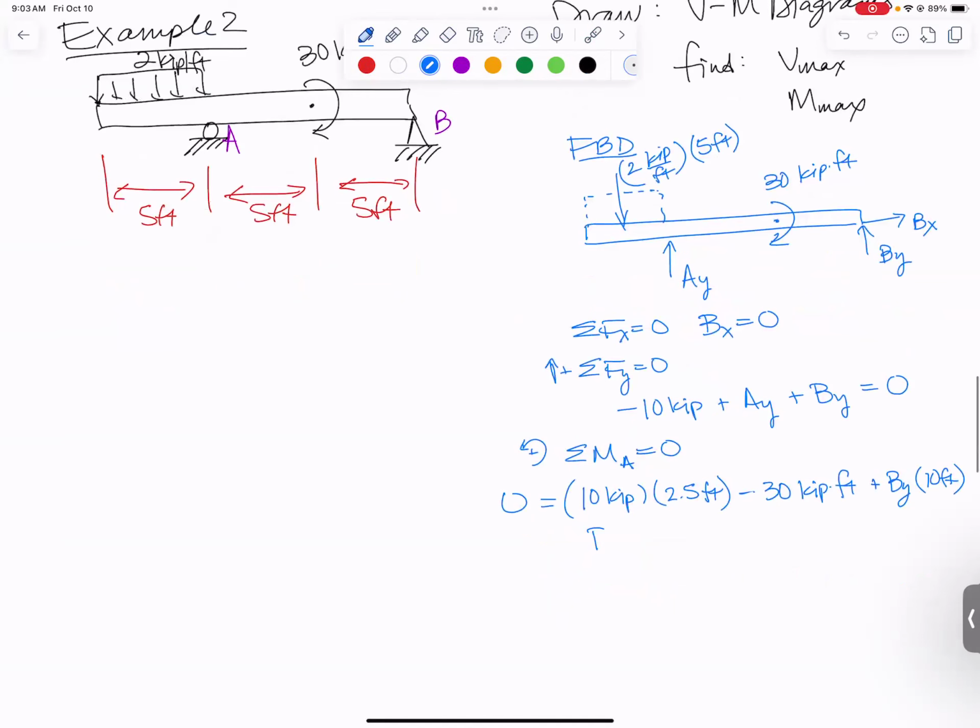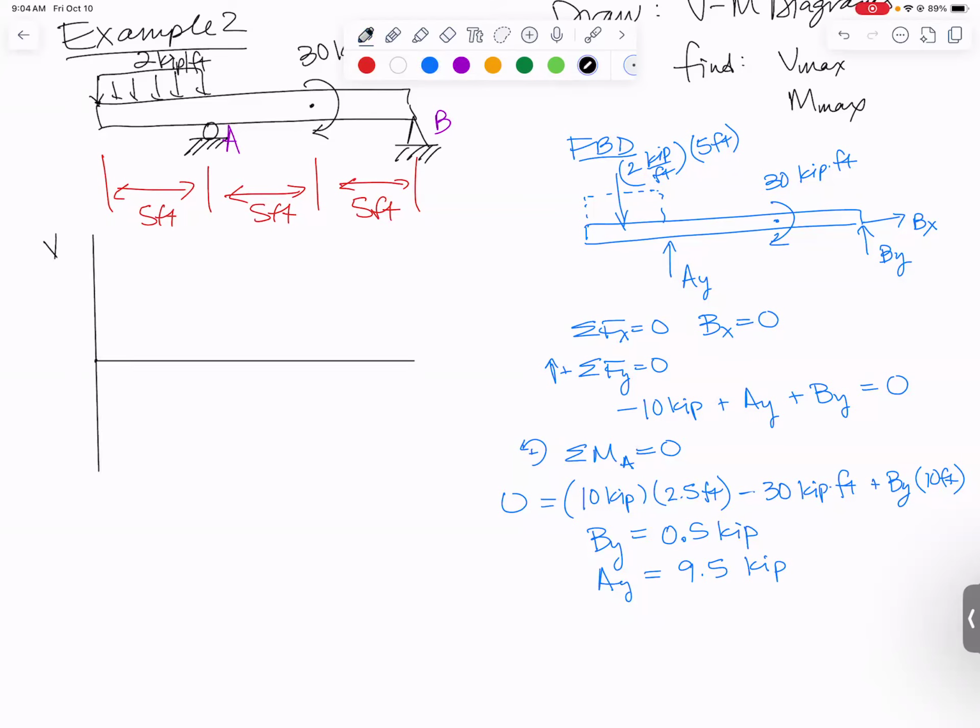So we can solve for BY. Comes out to be 0.5 kips. And then going back into our force equation, we will get that AY has to be the other 9.5 kips so that they add up to 10. We did the statics part of the problem. We found all of the reaction forces. Now we can proceed to drawing our shear and bending moment diagrams.